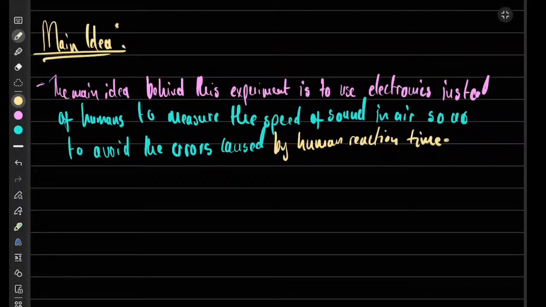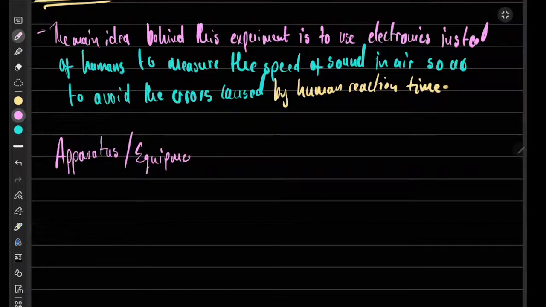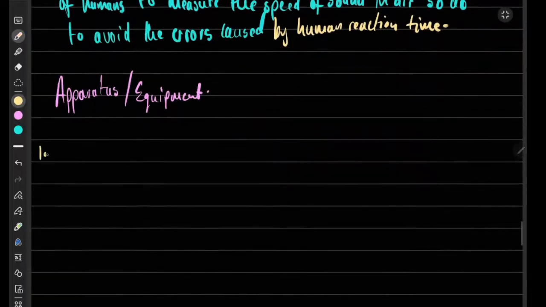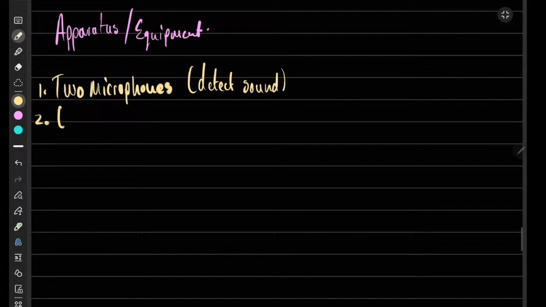Right. Let's go. What equipment do we need? Let me write, apparatus or equipment needed for this. We need, number one, 2 microphones. Can you write to say you need 2 microphones? Both of them are to detect sound. Then you need an oscilloscope, which is there to display signals.